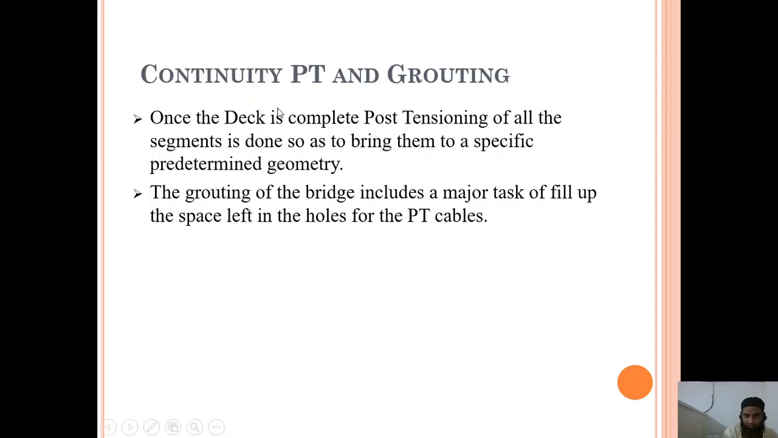You can see here the continuity PT and grouting. Once the deck is complete, post tensioning of all the segments is done so as to bring them to a specific predetermined geometry. This is done with post tensioning because everything is casted inside. Once they are pulled using the hydraulic jack, they are tightened. The grouting of the bridge includes a major task of filling up the space left in the holes for the PT cables. Once it is tightened using the hydraulic jack, those spaces are filled using the grout.